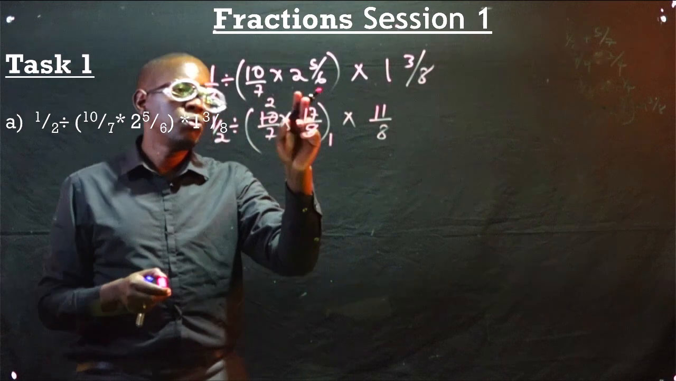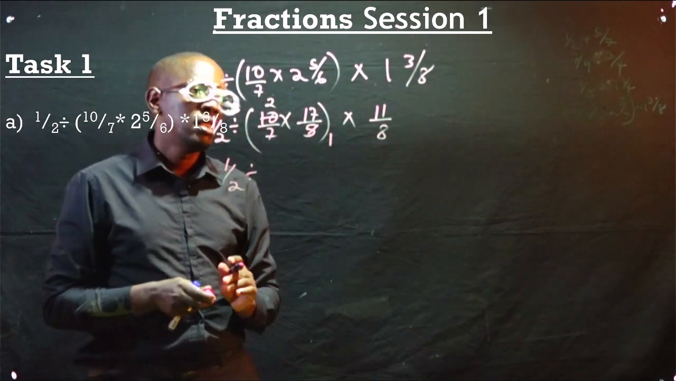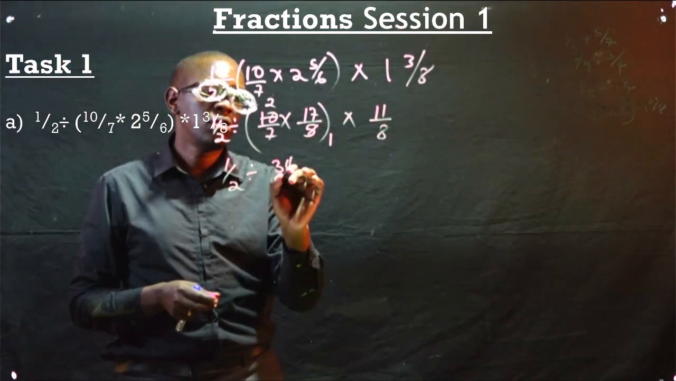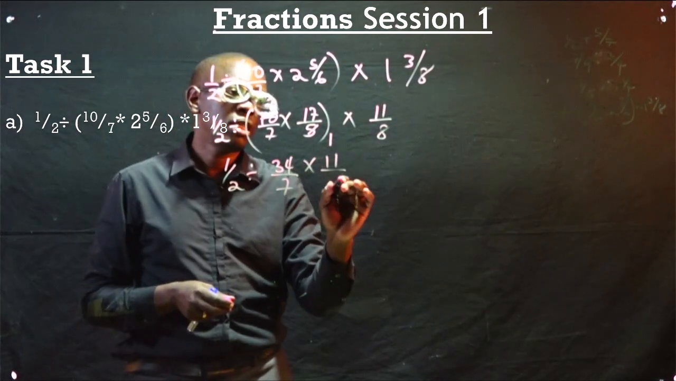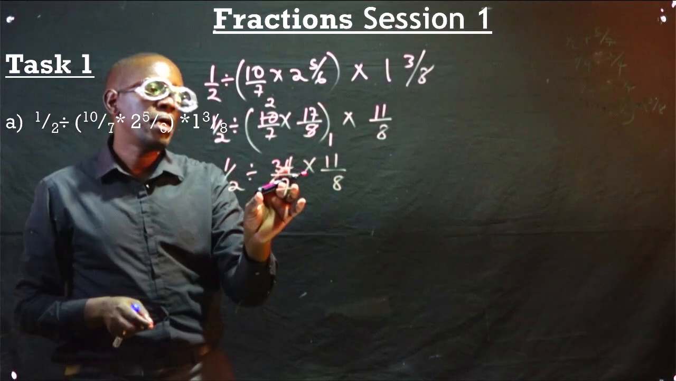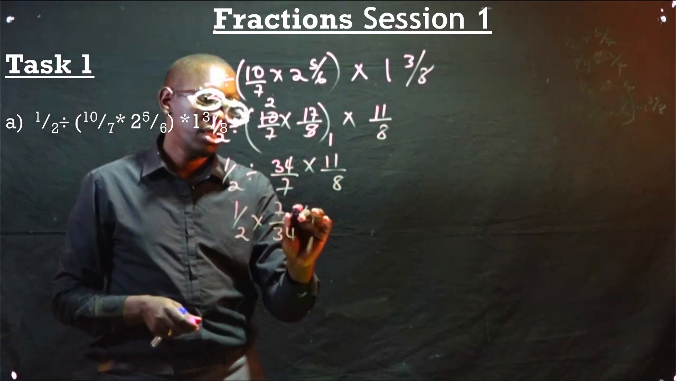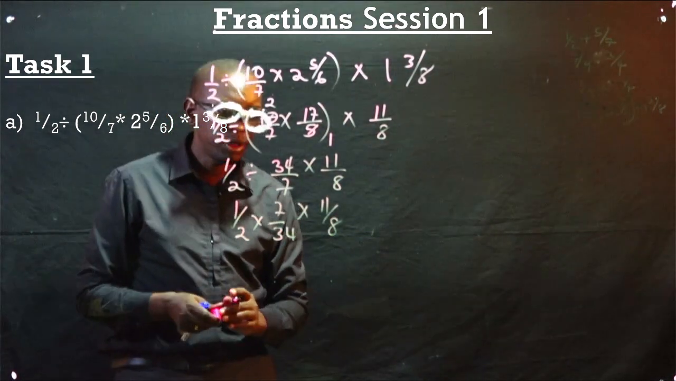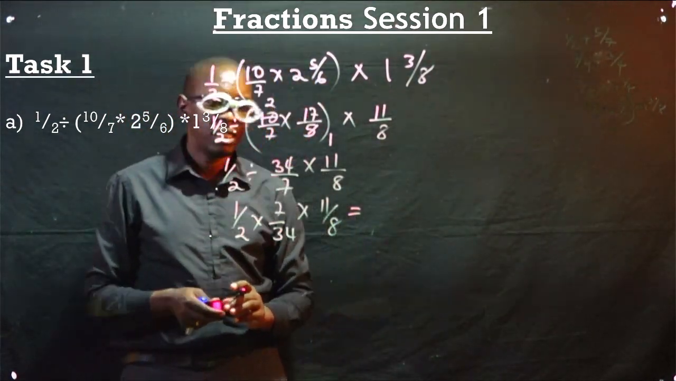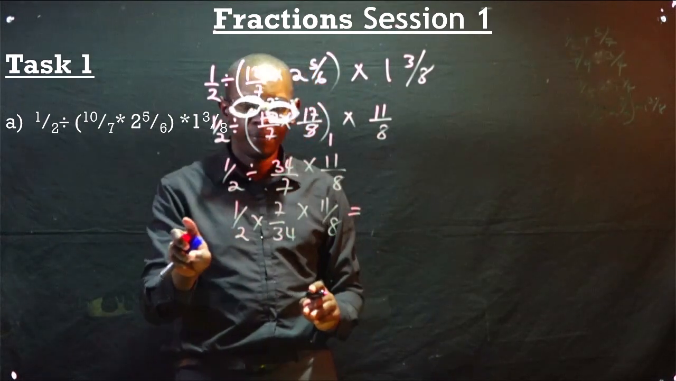Okay. So any other number which can cancel? No. So we have a half divided by 2 times 17, this will be 34 over 7 times 11 over 8. Okay, so which one do we start with? When you're dividing a number, it's like multiplying by the reciprocal. So this becomes a half times 7 over 34, then times 11 over 8. Any number which can cancel?